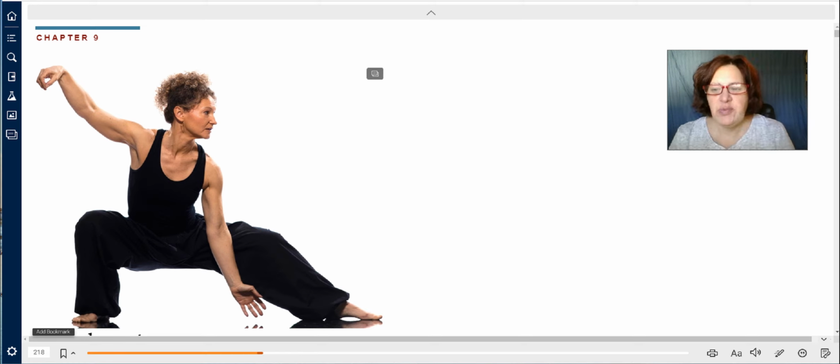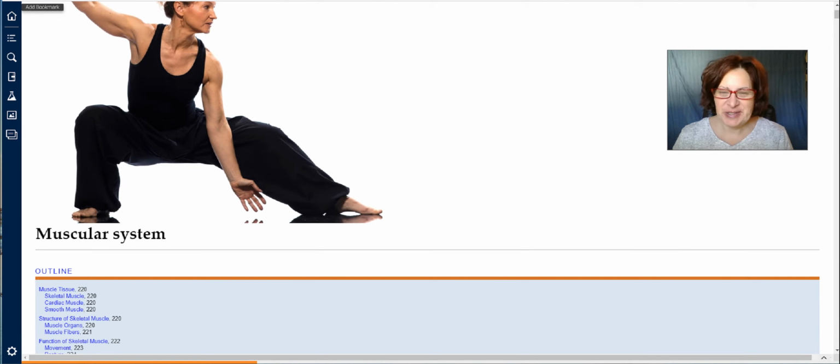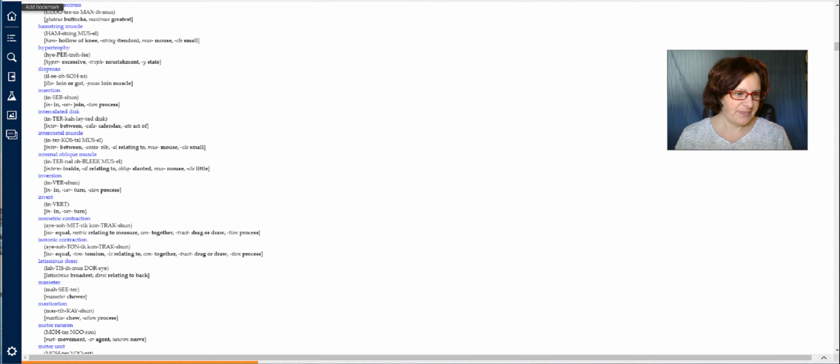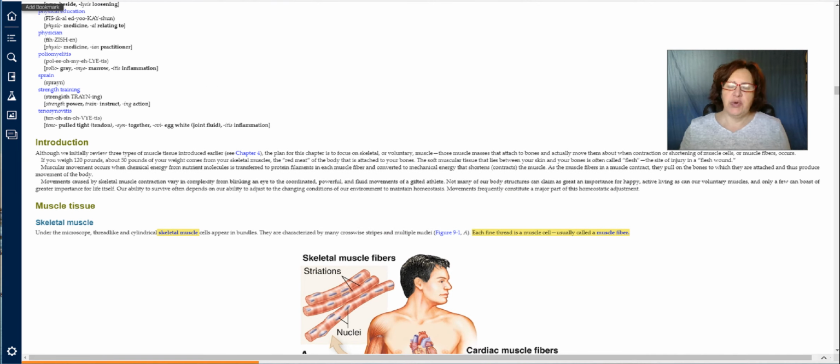For this anatomy chapter, we are in chapter 9 in your anatomy book, page 218, which is the muscular system. So let's get going. We've already done the skeletal system for this module. And of course, the skeletal system gives us the framework that we hang our muscles on. That's the first kind of muscle we're going to talk about, the skeletal muscles. But we have other muscles in our body that are not attached to our skeleton, so you will see the difference here in just a little bit.